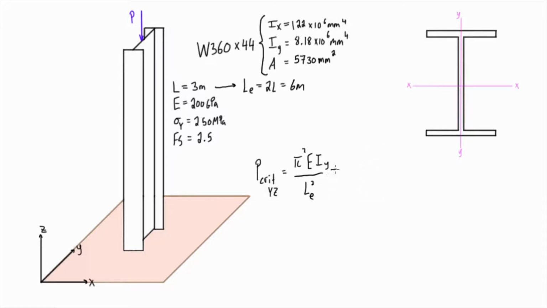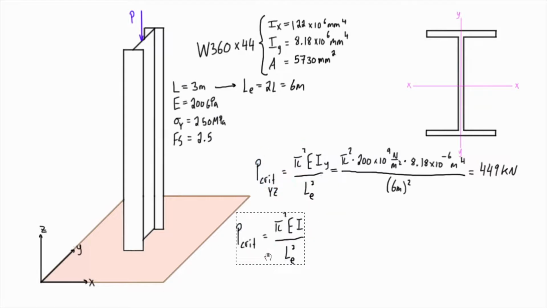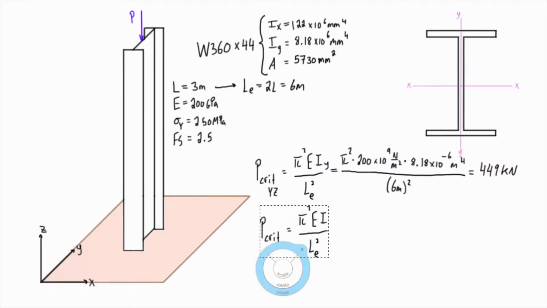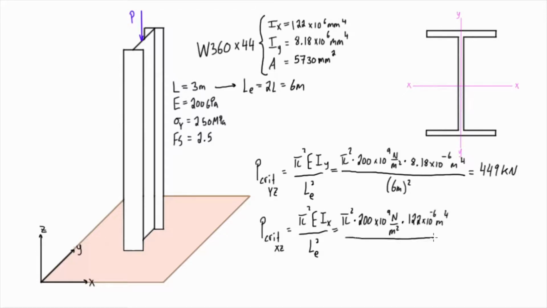Alright, so if we just plug in all those values for buckling in the YZ plane, we're going to find that it's 449 kilonewtons. And then we want to repeat this calculation for buckling in the XZ plane. So we'll just change our subscripts here, so we're looking for the P critical in the XZ plane. So that means we're going to be using the moment of inertia about the x-axis here, so we'll give it that subscript. If we plug all of that in, we're going to find that our P critical for buckling in the XZ plane is 6,689 kilonewtons.